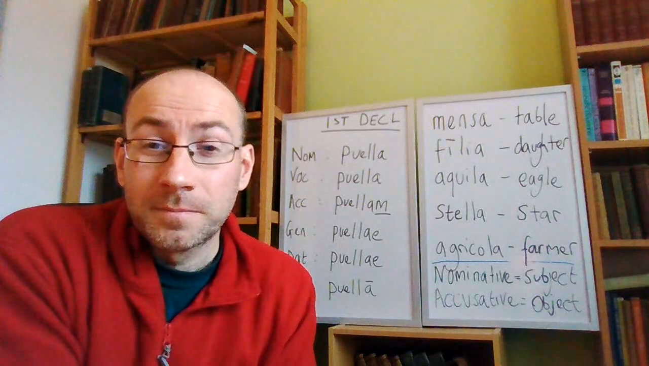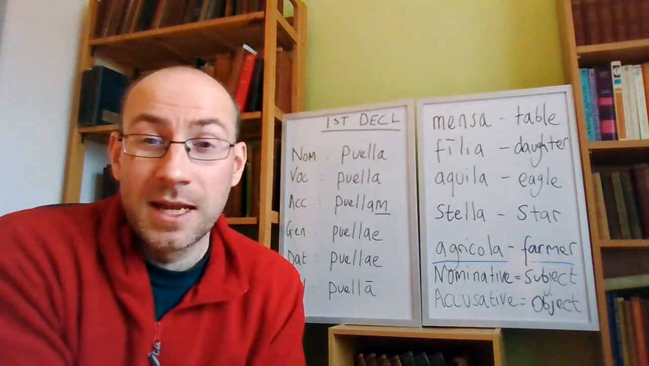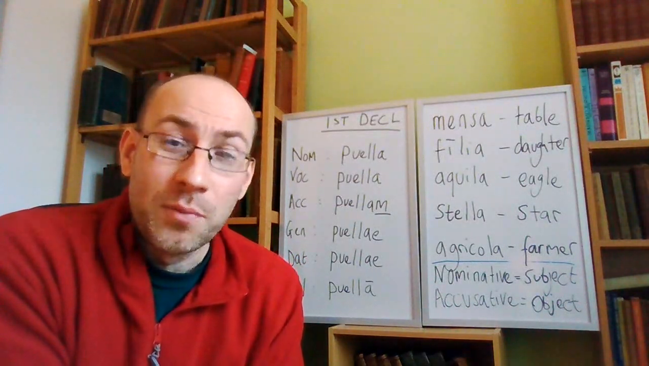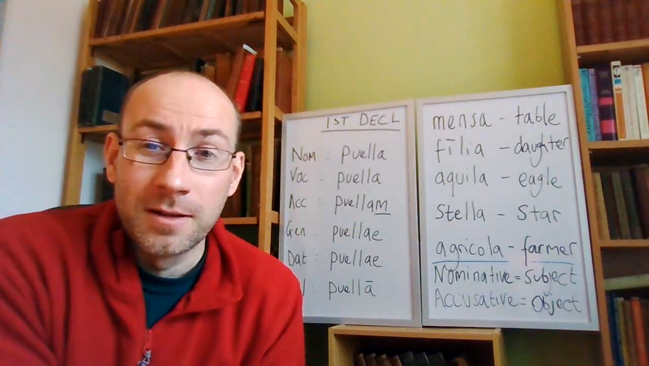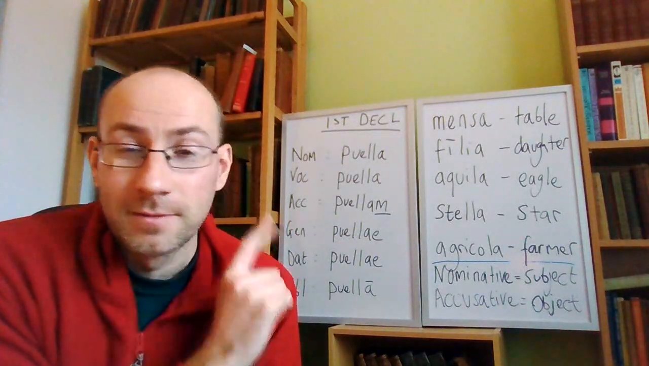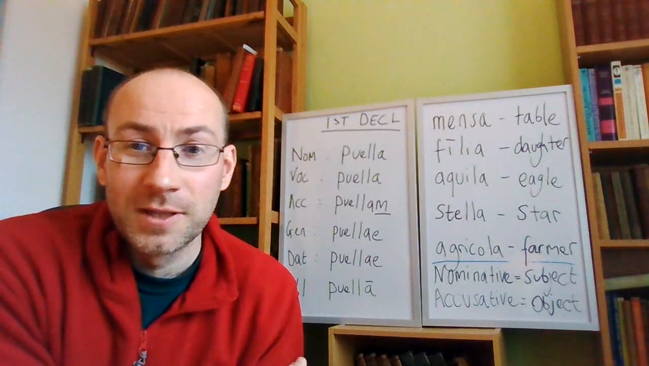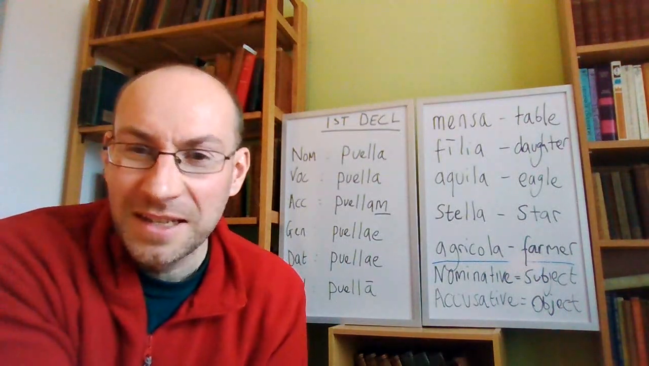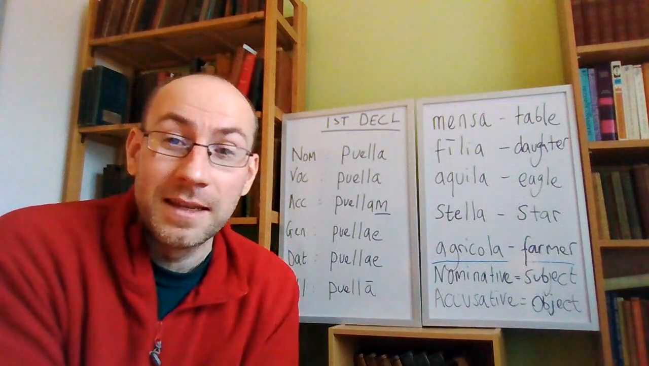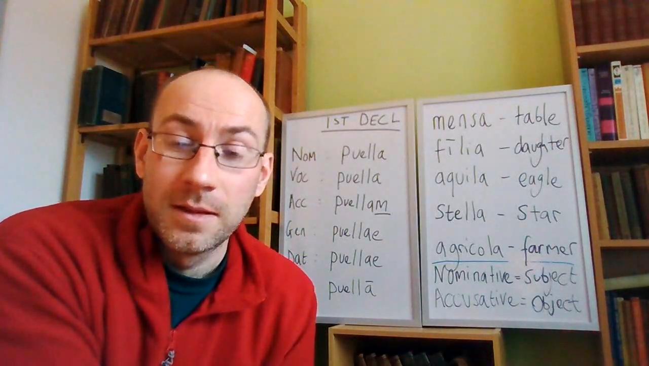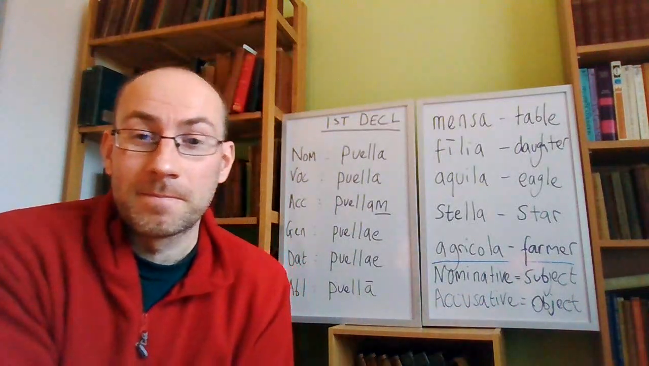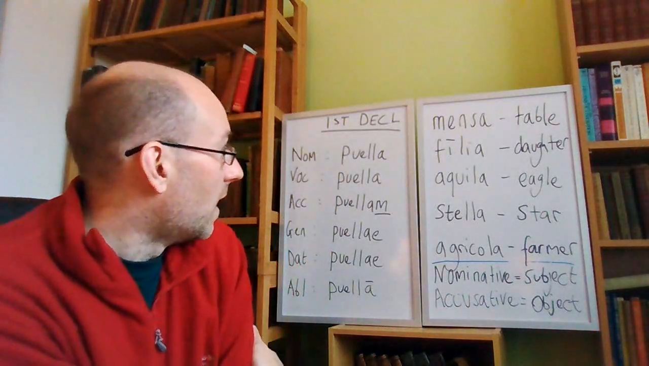The mother praises the daughter. So the daughter, how's that word going to look? Just that word. Well, she's the object, isn't she? She's not doing the praising, she's receiving it. Accusative, filiam. Very good. We'll do two more.